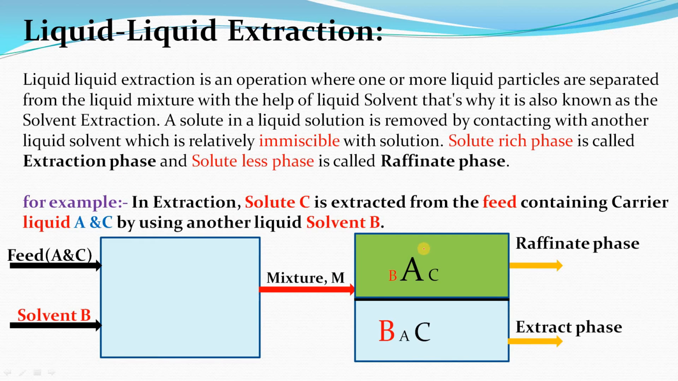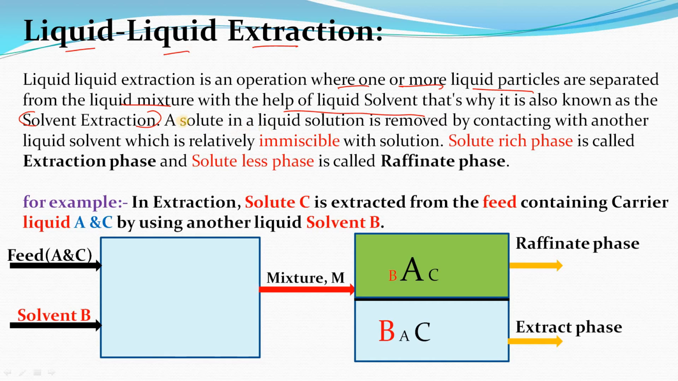Now the next mass transfer operation is liquid extraction. In liquid extraction, we separate a liquid component from a liquid mixture. Suppose there is a liquid mixture and we separate one liquid component from it with the help of a solvent. This is called liquid extraction, where one or more liquid components are separated from the liquid mixture with the help of a liquid solvent. That's why this is known as solvent extraction.